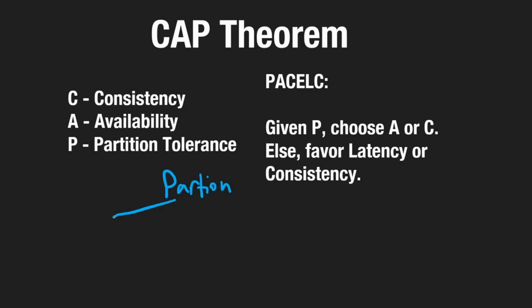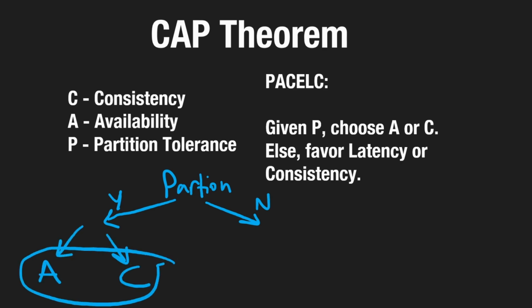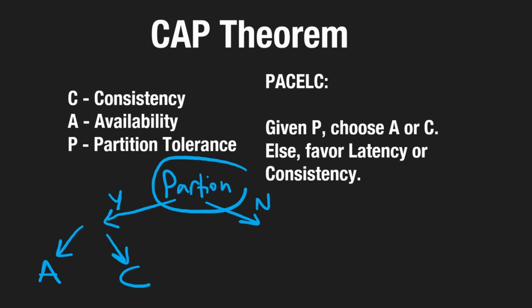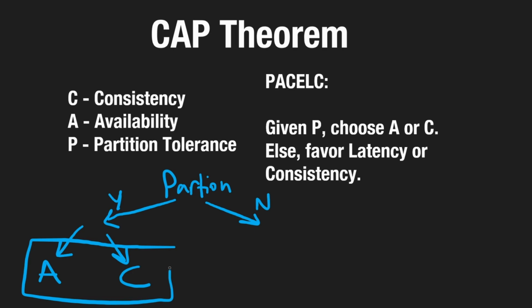So when there is a partition, let's say yes when there actually is a partition, versus no when there's not a partition, when there is a partition, we can only choose between A and C. We can choose between availability or consistency, right? We can choose to favor one of these. But if there's actually not a network partition at some point in time, like right now, why can't we choose both consistency and availability?